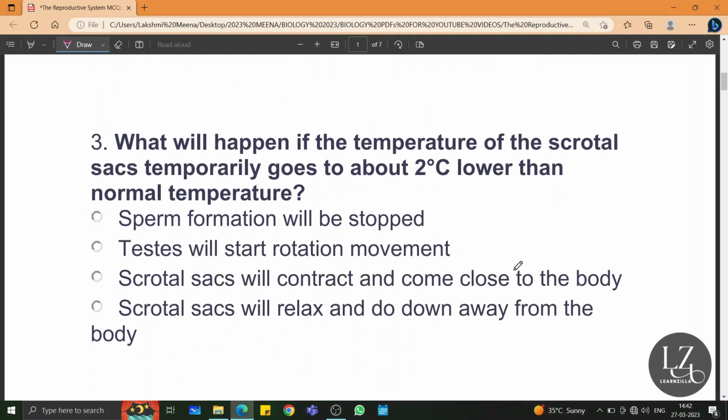What will happen if the temperature of the scrotal sacs temporarily goes to about 2 degrees Celsius lower than normal temperature? We know that the scrotal sacs are located just below the body. This is to maintain 2 degrees Celsius lower than the body temperature for the production of sperms. But if the temperature goes further also, the scrotal sac will contract and then come close to the body, so that its optimum temperature can be maintained without any disturbance to the sperm formation.